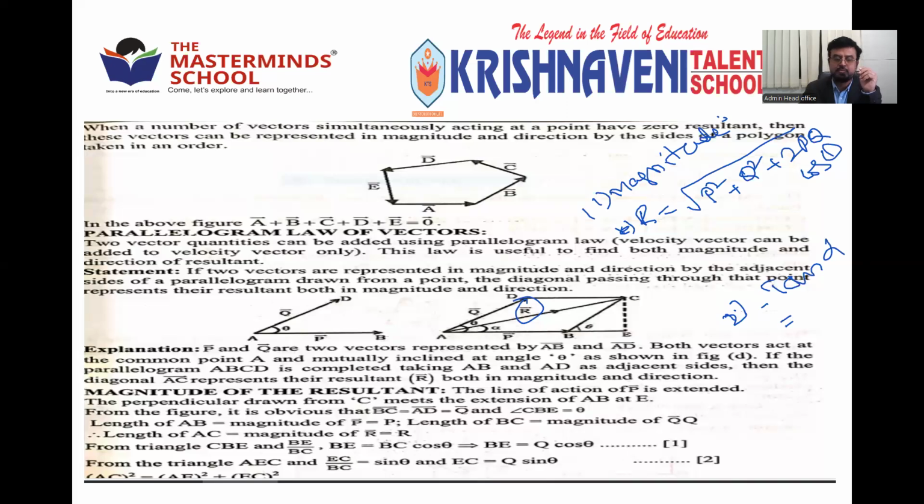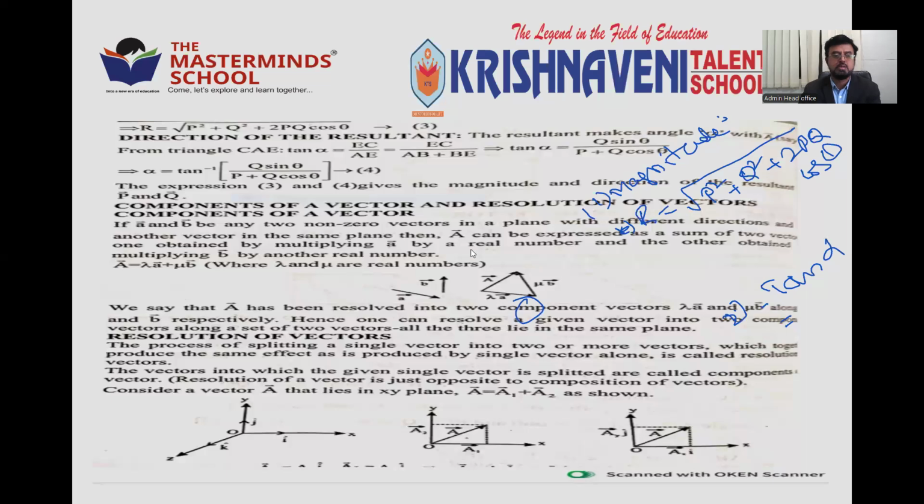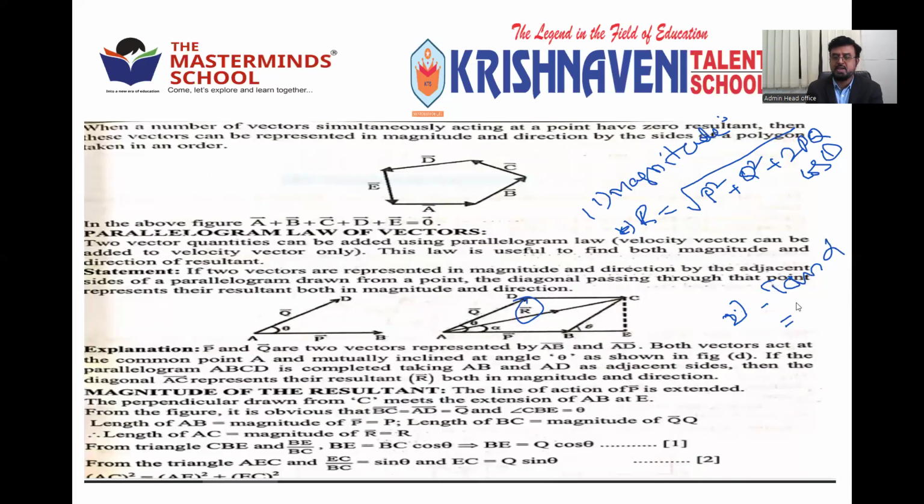That is equal to, right? Just a minute. You can see here. So tan alpha is given by Q sin theta by P plus Q cos theta. What? Q sin theta.